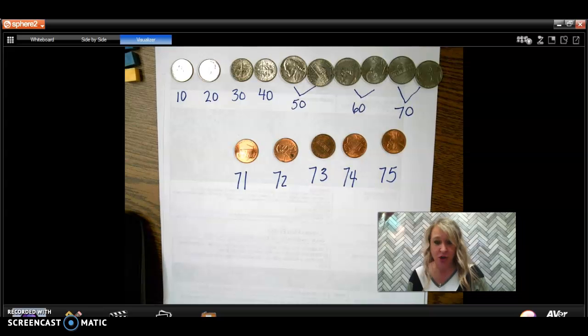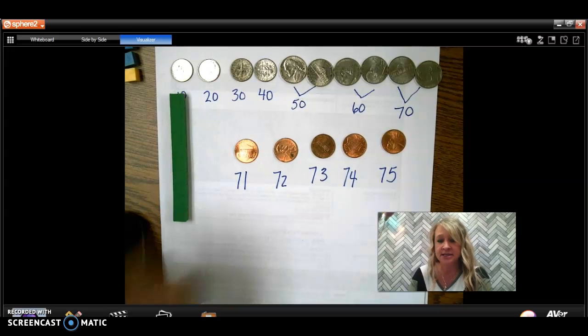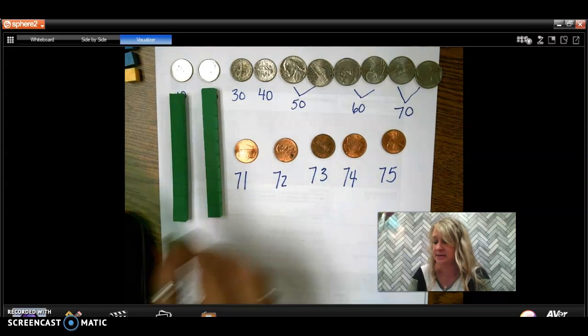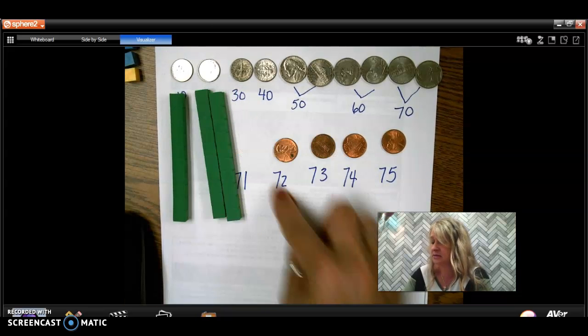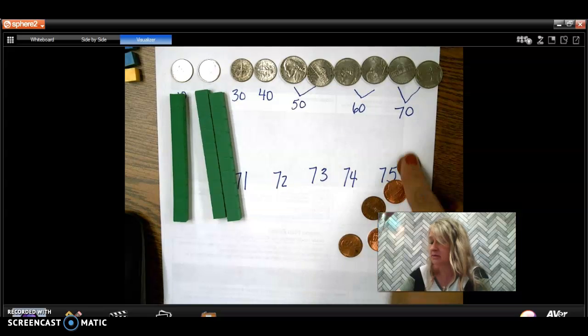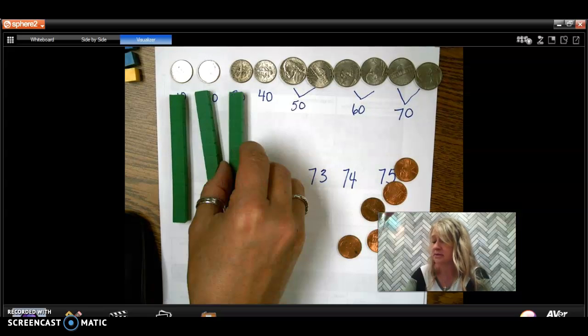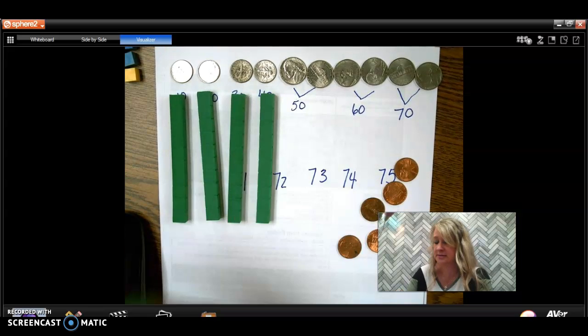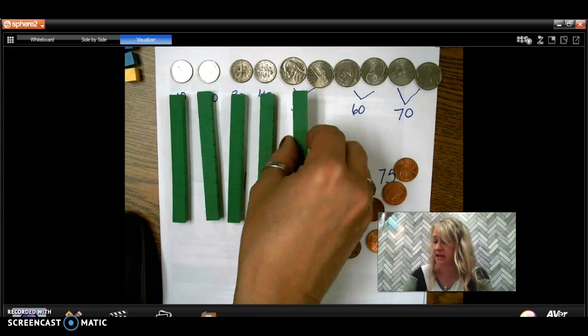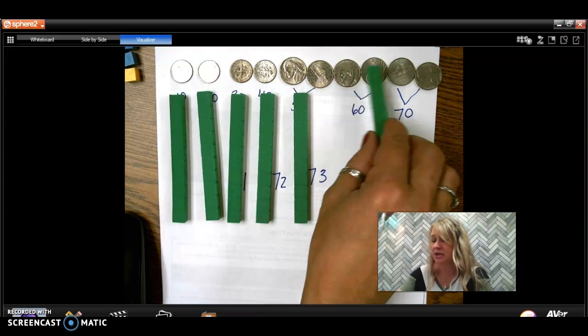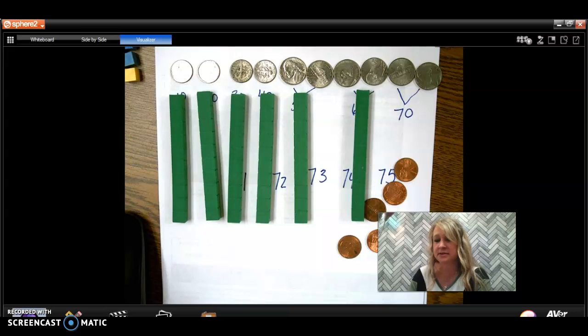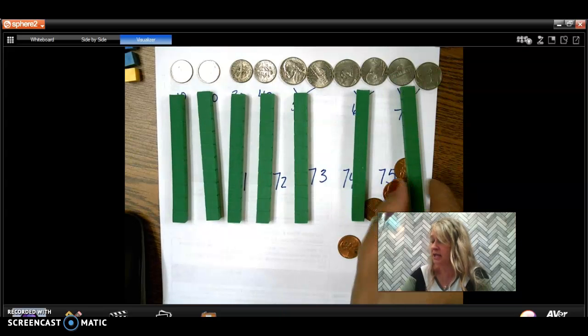Now let's use our place value blocks to count the coins. So a dime is a 10. There's a 10. 10. 10. 10. Oh, remember our 2 nickels? That makes a 10. 2 nickels makes a 10. And 2 nickels makes a 10.